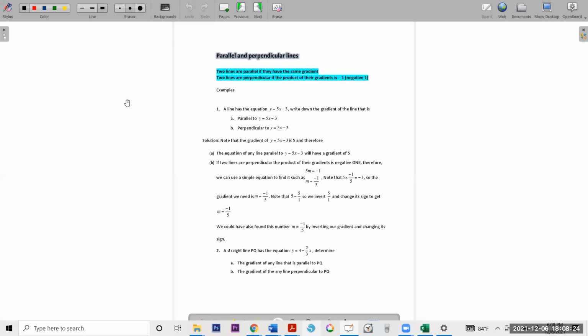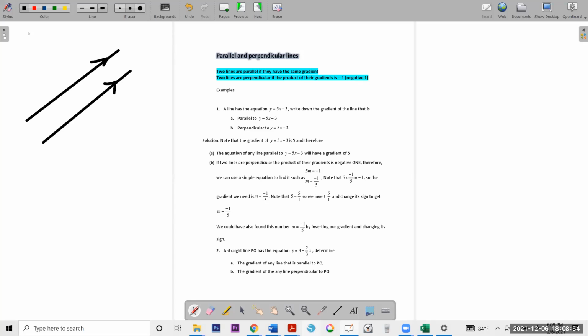So what we're going to be doing today is identifying whether two lines are parallel or not, or whether two lines are perpendicular or not. First we'll look at the definition of parallel and perpendicular lines, what they look like and what they mean. Then we'll do a quick drill identifying whether two lines are parallel or perpendicular. After that, we'll look at questions that require us to find the equation of a straight line given some information.